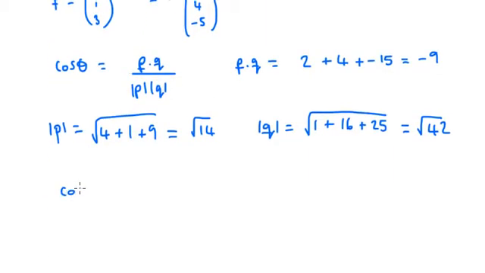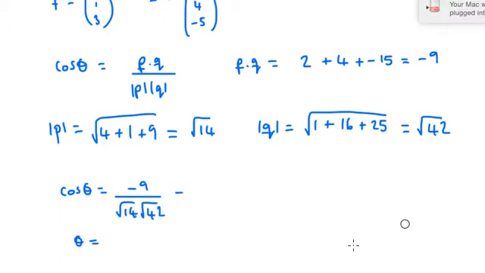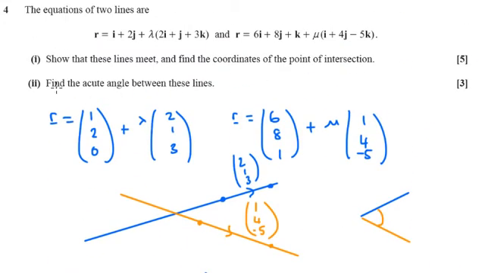We're going to say that cos theta is equal to -9 divided by the root of 14 times the root of 42, which gives us a theta of 111.8, but it asked for the acute angle between them.